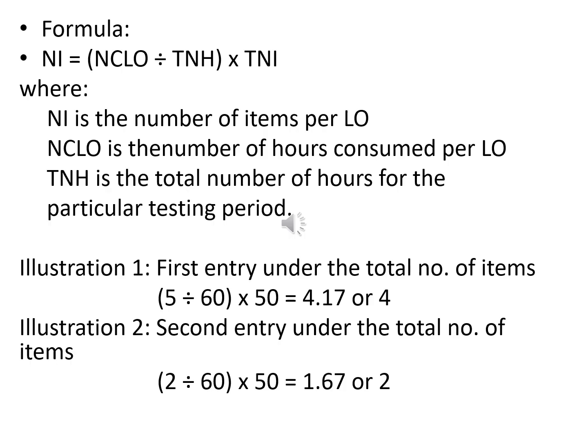And illustration number 2, the second entry under the total number of items, that is 2 divided by 60 times 50. 2 there is the total number of hours spent for learning outcome number 2, and 60, as I have said, is the total number of hours for the whole testing period, times 50, the total number of expected test items.